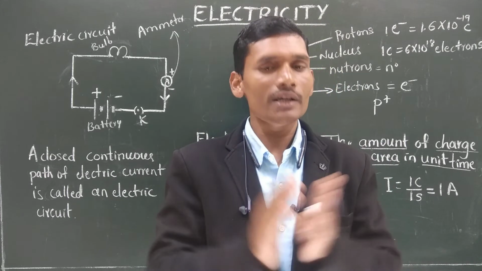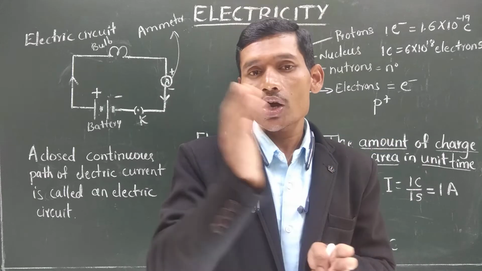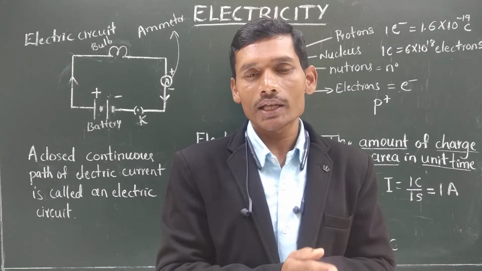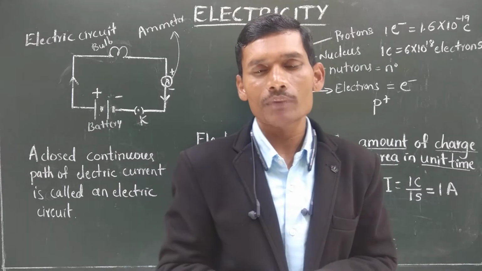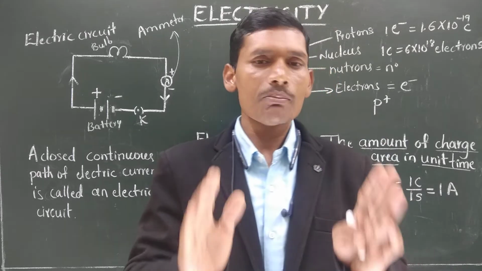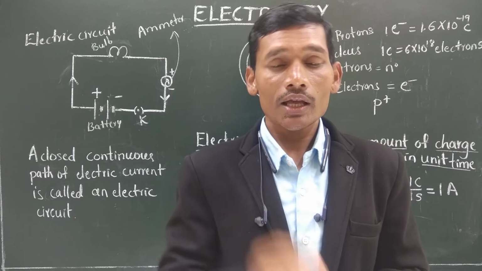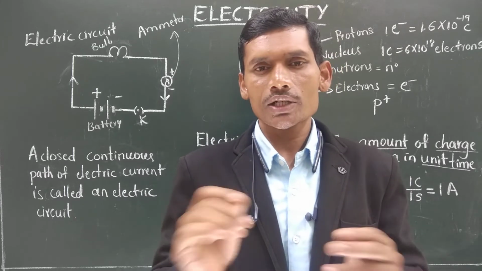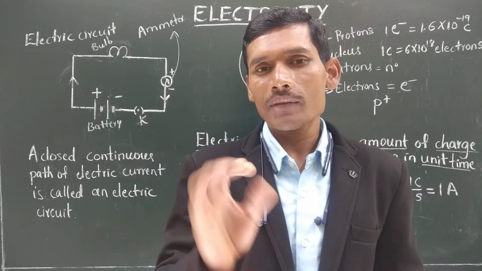But electric current is different. In 1 second, how much coulomb of charge is passing through a particular area, that gives us current, electric current. That electric current is measured in terms of what? Ampere. The SI unit of measurement of current is ampere. Then we have to use a special device to measure this electric current, right? What do we use? Ammeter.